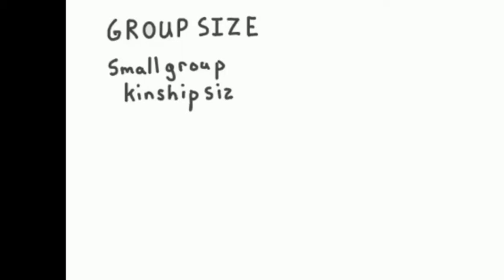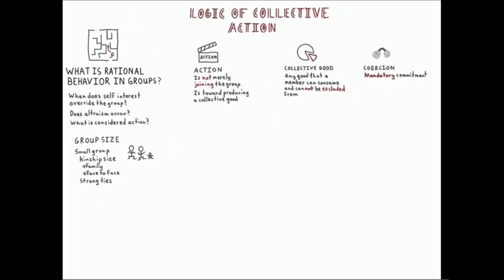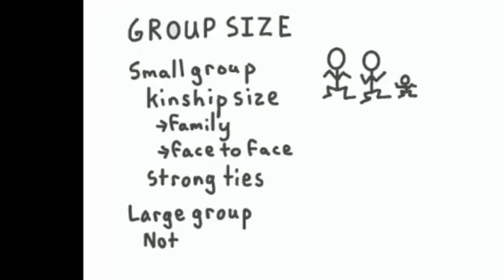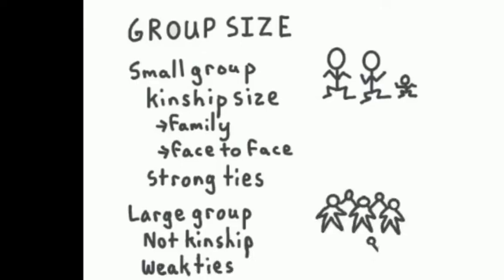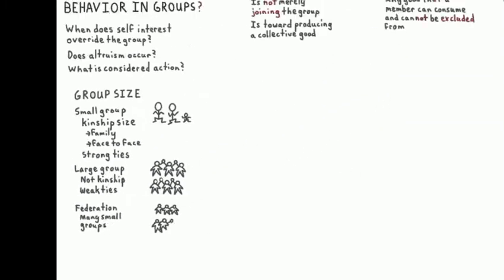Groups basically come in two sizes, small and large. Small groups are kinship size, ranging from the size of a family to the largest amount of people that you could meet face to face. In the newer socioeconomic literature, they call these connections strong ties. Large groups are simply bigger than small groups, and their connections are sometimes called weak ties. A third type of group, called a federation, is really a group of small groups.